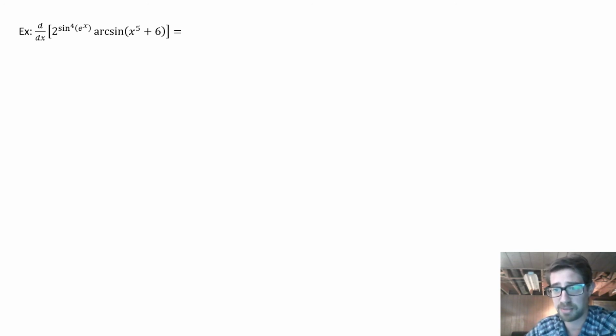Now, if you want to take the time to write out the steps and do it now, wherever you're at, obviously do. But once you do, you kind of realize that every little step, you can do in your head on the paper. So this is 2 to the sine to the 4th of e to the x times the arcsine of x to the 5th plus 6. So it's a product, so we need the product rule. The first function, our f, is a composition of 4 functions, and our second one is just a composition of 2 functions. So we're definitely doing the chain rule within the product rule.